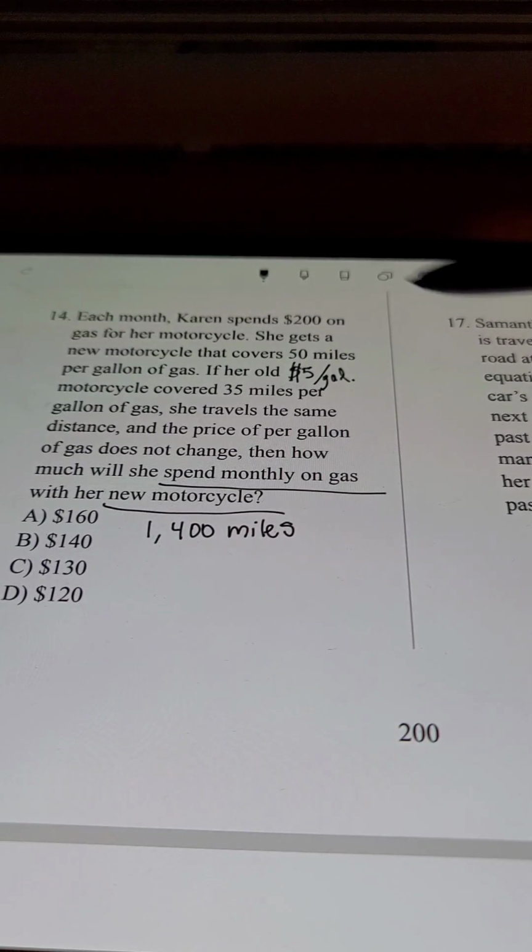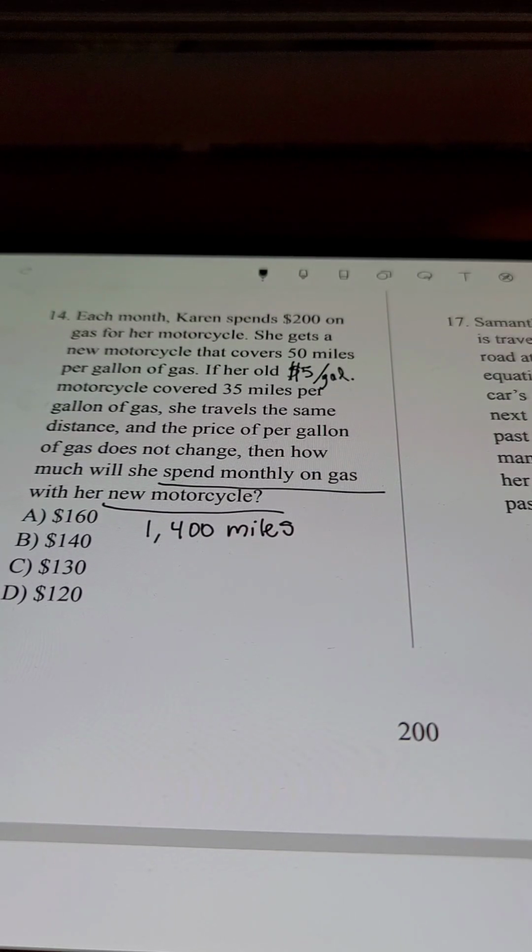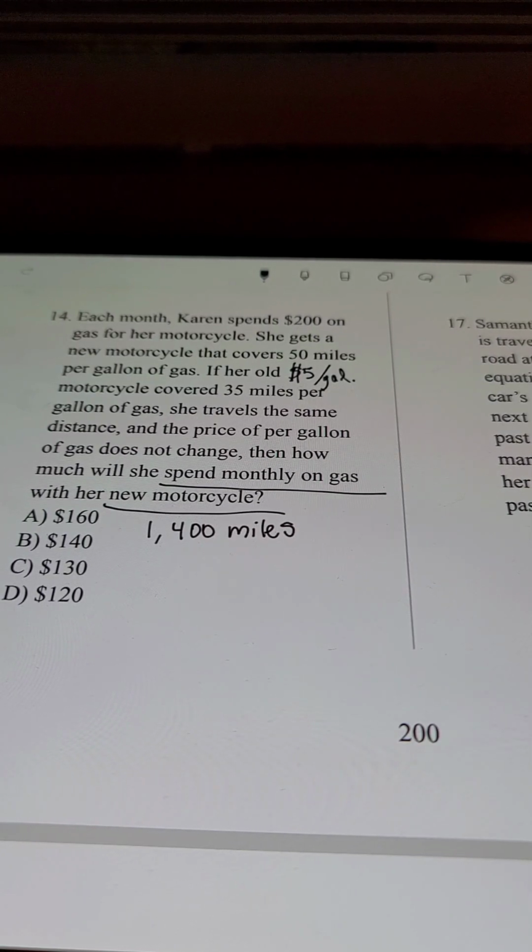So we know that the distance and the price is not changing. So let's use that information for the new scenario with the new motorcycle, which is covering 50 miles per gallon of gas. So I want to end up with dollars as my unit, like how much she's spending monthly for gas for the new motorcycle. So I'm ending here. So now I need to work backwards to cancel out any unwanted units. So I'm just left with dollars at the end.